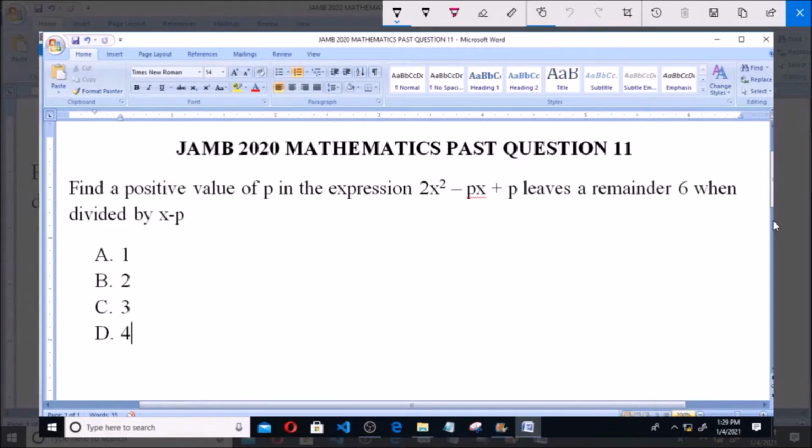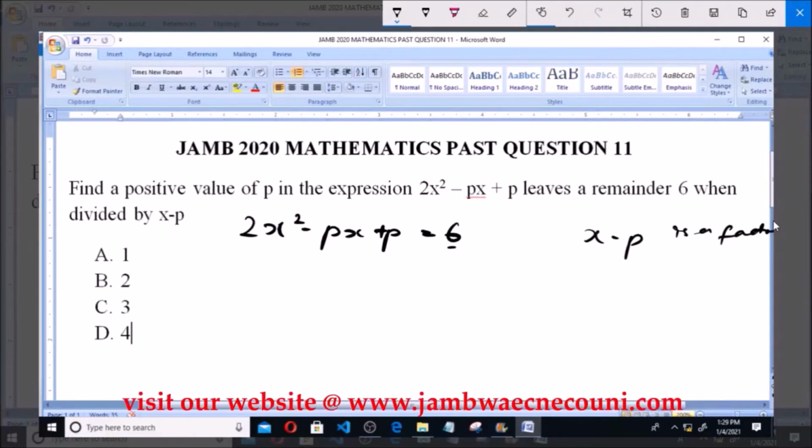Now looking at this expression, we have 2x raised to the power of 2 minus px plus p. Now it leaves a remainder of 6. It simply means that this expression is equal to 6 when divided by x minus p. That means x minus p is a factor of this expression, and that will give us 6 when you divide this expression by x minus p.